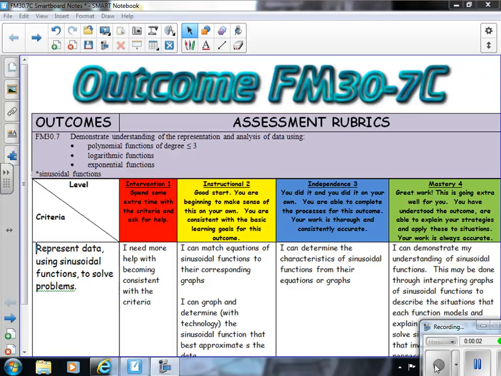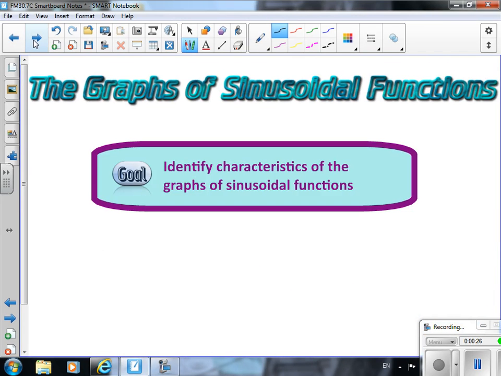For this lesson, we're going to start outcome 7C, which is demonstrating understanding of sinusoidal functions. So what we need to be able to do is match equations of sinusoidal functions to their corresponding graphs and determine, using technology, so the graphing calculators, the sinusoidal function that best approximates data. So today we're going to look at the graphs of sinusoidal functions and identify characteristics of those graphs.